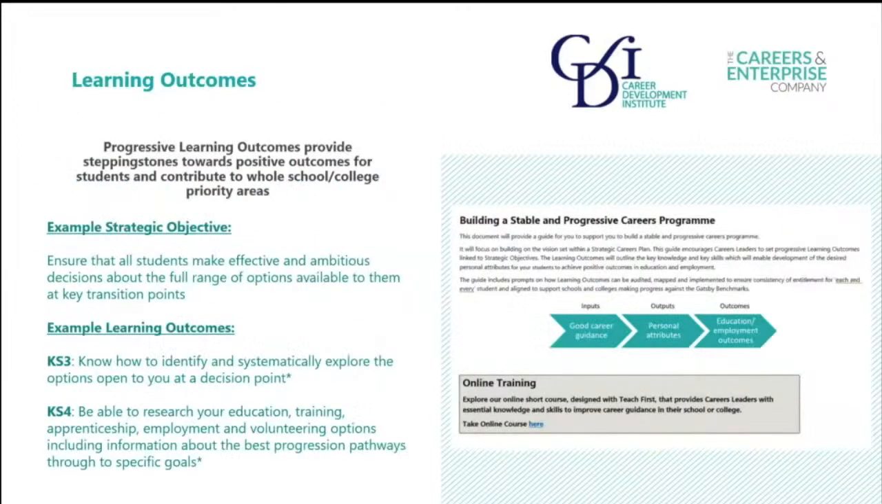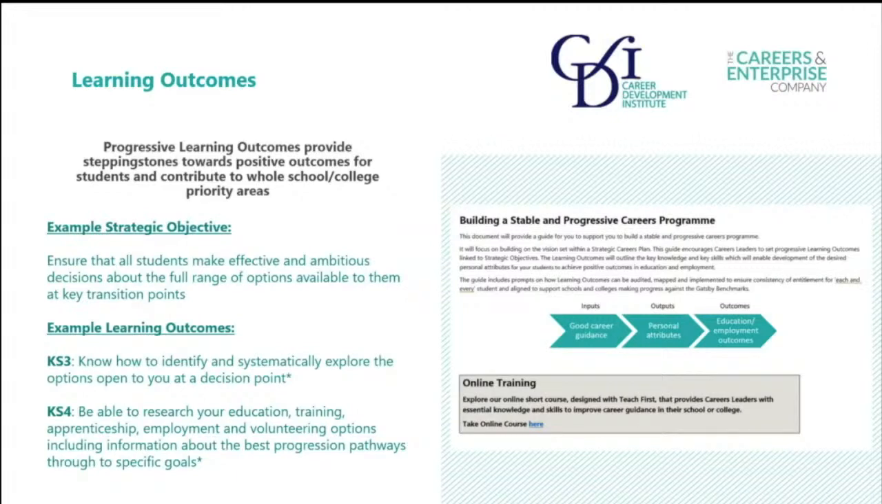This is a worked example of how learning outcomes can be used to enable strategic objectives. If we consider this example of a strategic objective: ensure that all students make effective and ambitious decisions about the full range of options available to them at key transition points. What's needed there are learning outcomes that would be stepping stones for this objective.